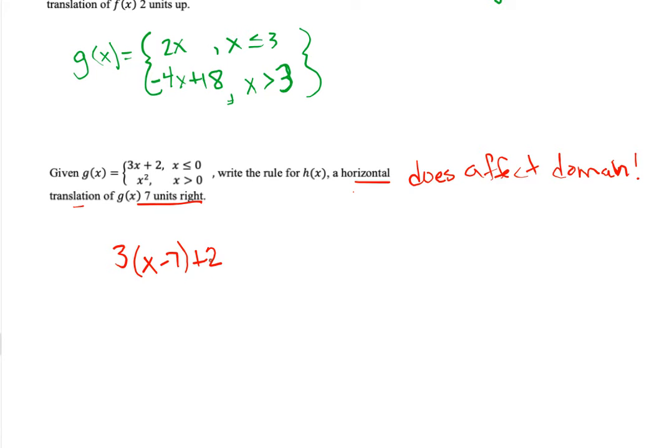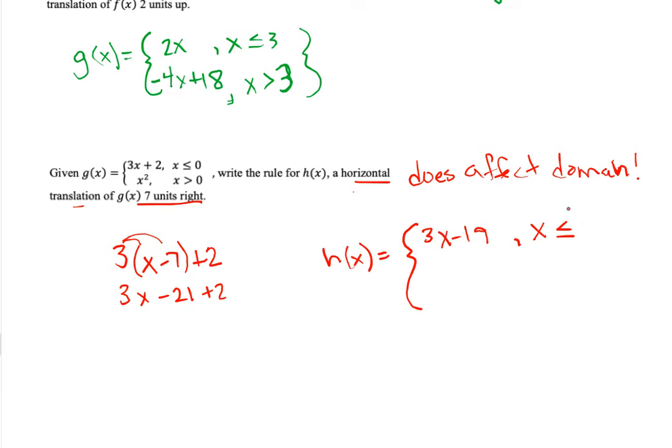And then I'm going to simplify it by distributing: 3x minus 21 plus 2. So to write my transformed function, I'm going to have 3x minus 19 for this part. And x is less than or equal to, I'm not going to write 0 because it went 7 units to the right, so I'm going to add 7.